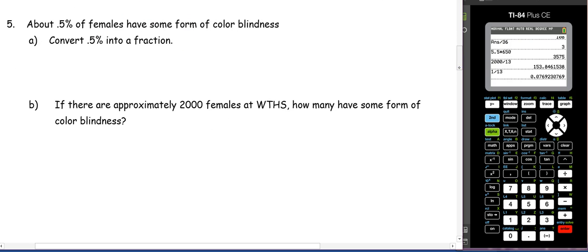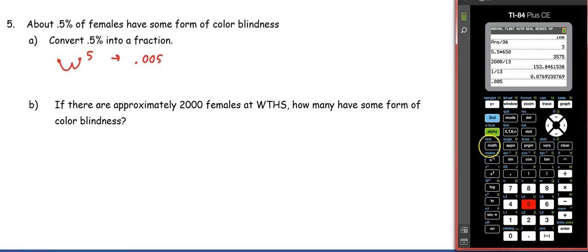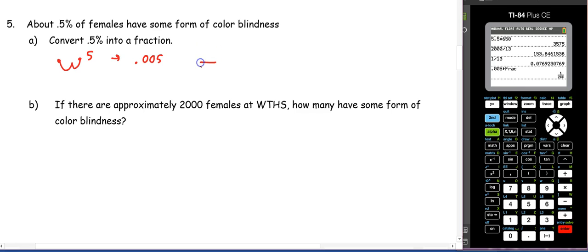Number 5, about 0.5% of females have the same form of color blindness. So convert 0.5 into a fraction. So if we have 0.5%, first what we can do is convert that into a decimal. So we're going to move it 2 places to the left. So our decimal is 0.005. So to find that as a fraction, we can use our calculator, 0.005, math, fraction, enter, and we get 1 over 200. So only 1 out of every 200 girls have color blindness.